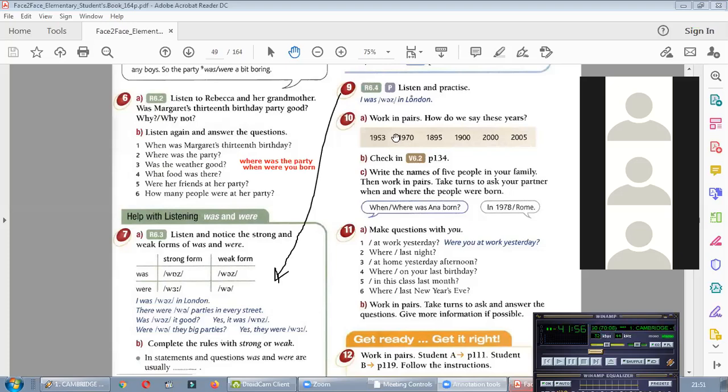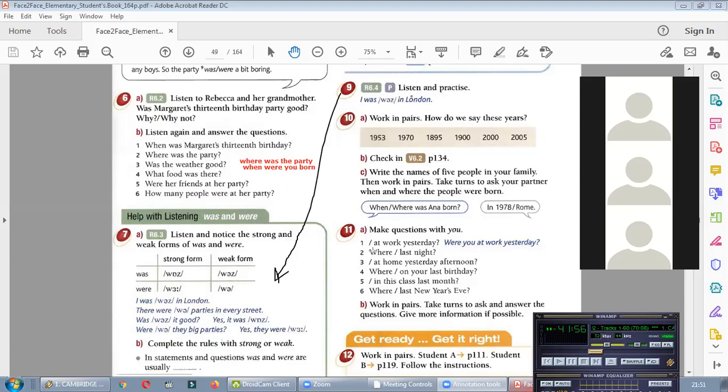Let's leave number 10. Let's do number 11. It's more important. Let's make questions with you. All right. So the idea in this exercise, we want to make questions, and you have to use the subject you. So all of these questions have the subject you. All right. So number 1 here, it says, were you at work yesterday? So these are good questions to ask your friend. Were you at work yesterday?